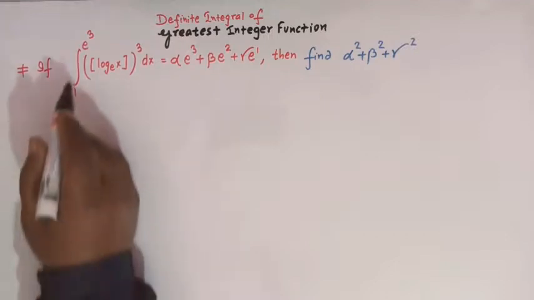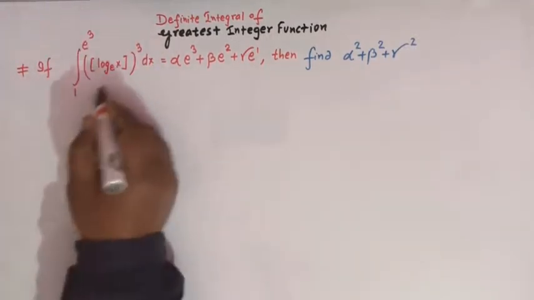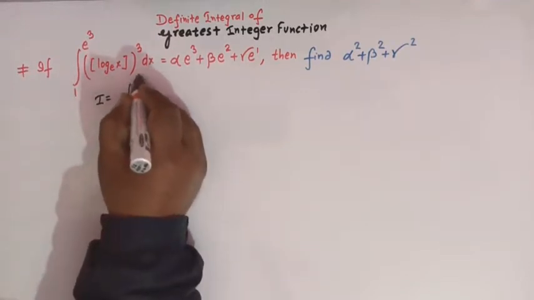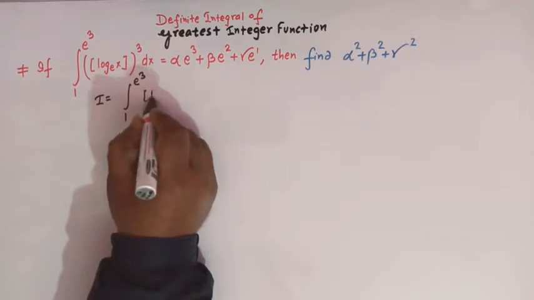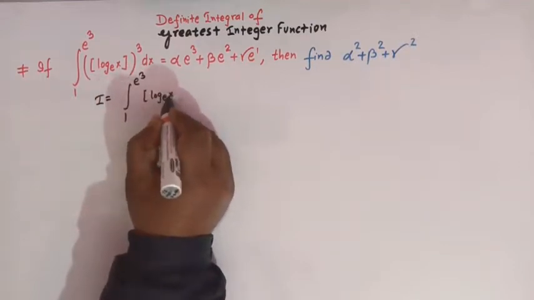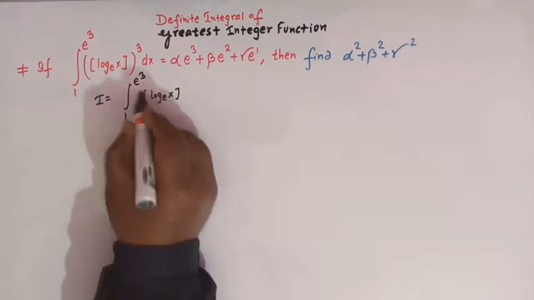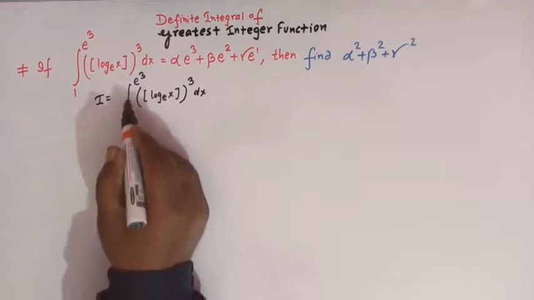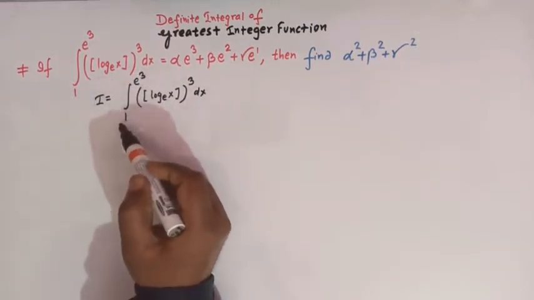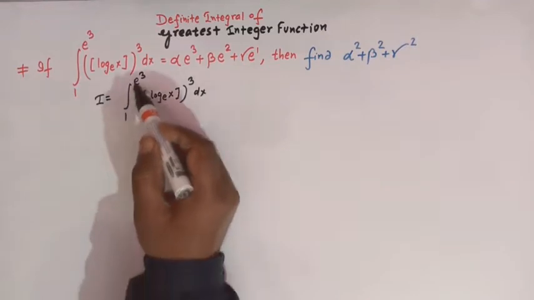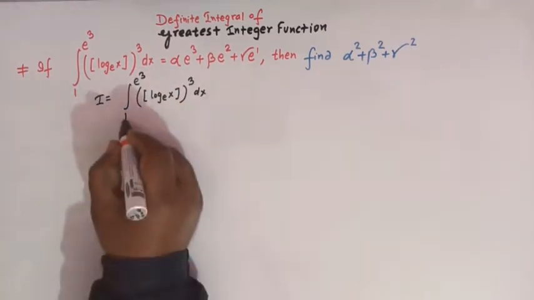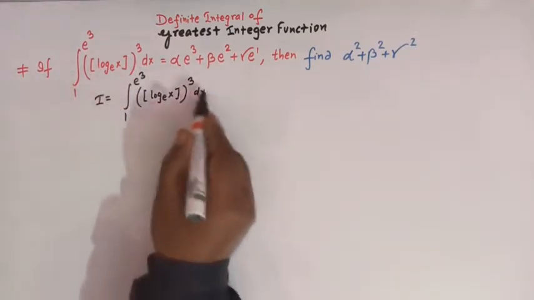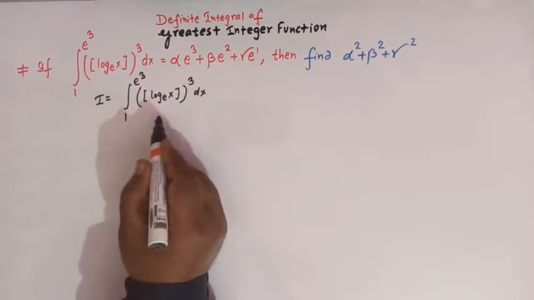So let us start. Let us call this integral I, and we have 1 to e cube, greatest integer function of log x to the base e, whole cube, dx. So we see that the lower limit and the upper limit are 1 and e cube. Now let us find out the value of this integral.